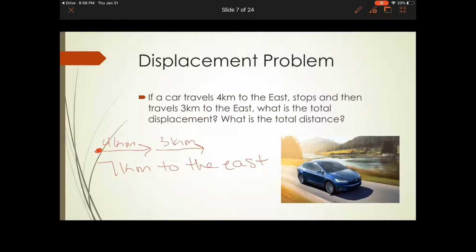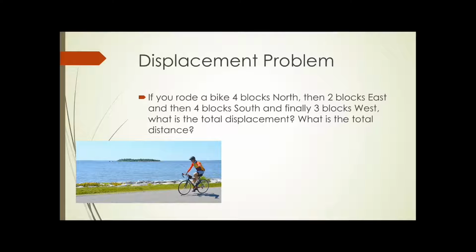Because with displacement, we're not calculating the whole distance that we traveled. It's just how far we're away from our starting point and in which direction. So with the total distance for this problem, the total distance is going to be the same thing because there was no change in direction. So the total distance is also 7 kilometers, but you don't have to put which direction it is from the starting point. Let's try another one.